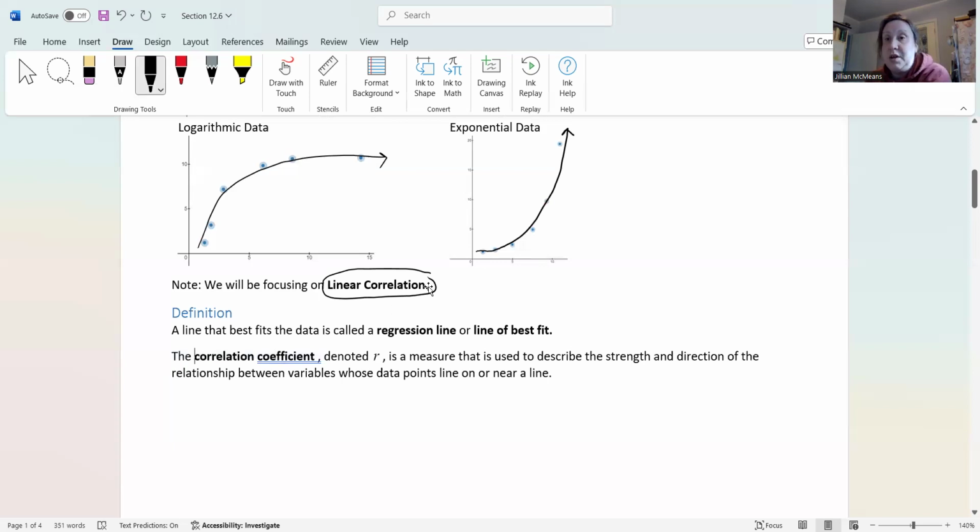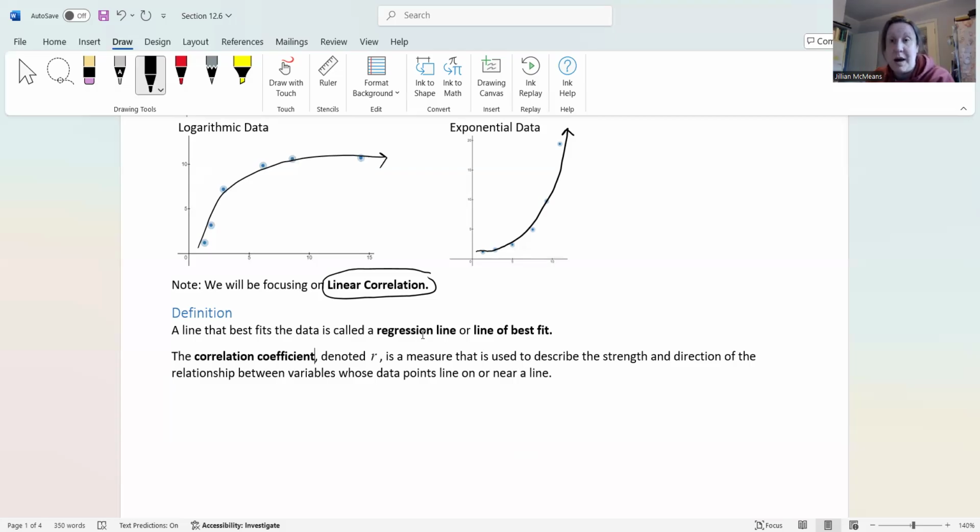So the correlation coefficient is a number that basically tells us how linear our data set is. Okay. Is it super linear? Is it sort of linear? Where are we at with that connection? Okay. The more linear your data, the better your correlation coefficient is going to be.